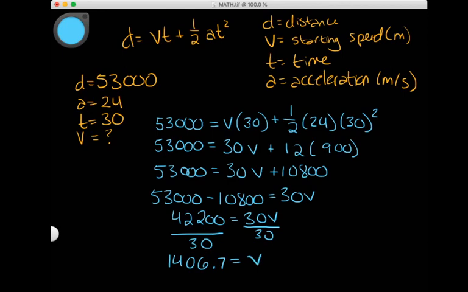Now remember, what did V represent? In the question it says that V represents the starting speed in meters per second. So that means our answer is 1,406.7 meters per second. So we have to write our therefore statement at the end. So therefore, the starting speed is 1,406.7 meters per second.